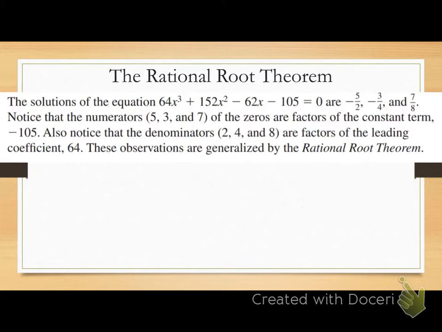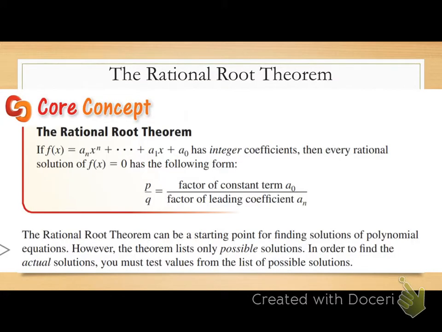If we look at the numerators of our answers, that'd be 5, 3, and 7. Those are all factors of my constant term 105. If we look at the denominators, 2, 4, and 8, those are all factors of my leading coefficient 64. So that's essentially what my rational root theorem is saying. These observations are generalized by the rational root theorem. So with that being said, let's look at the actual definition of the rational root theorem.